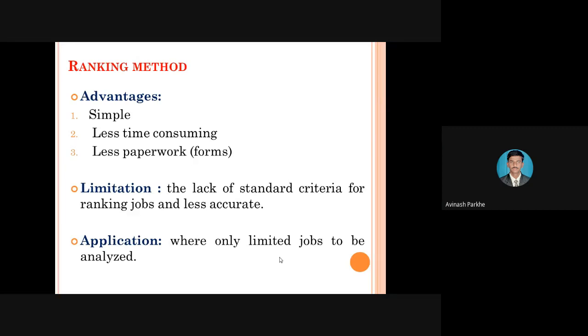If your number of jobs increases, it is very difficult to give the rankings, because so many jobs are available with so many results. Then how will I give the ranking like low, medium, high? If a minimum number of jobs is available, for those limited jobs this ranking method will be applicable. It is very simple, less paperwork is required, no problem. But the accuracy is not up to the mark. Therefore, wherever limited jobs are there, this method will be implemented. If your number of jobs increases, this method will not be implemented in the industry. So this is the ranking method.